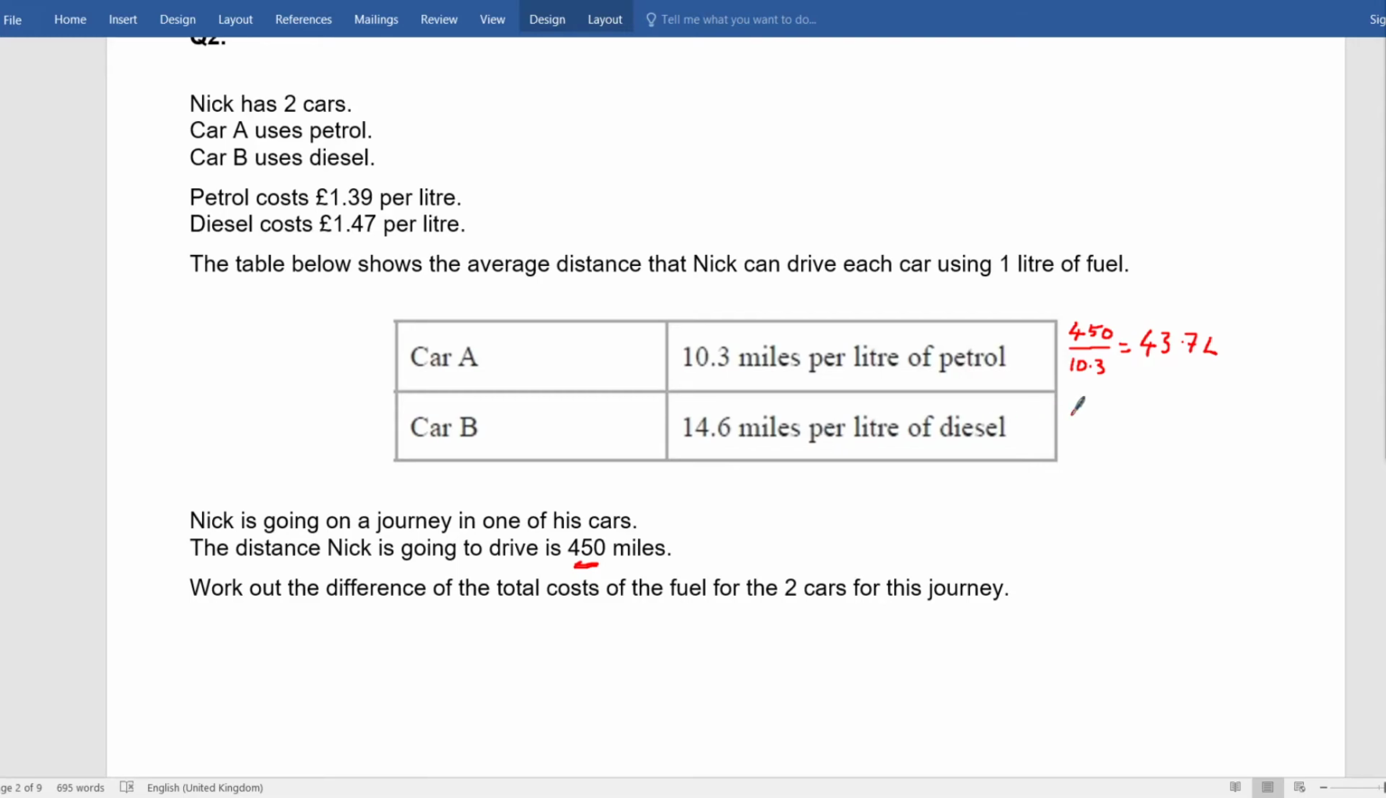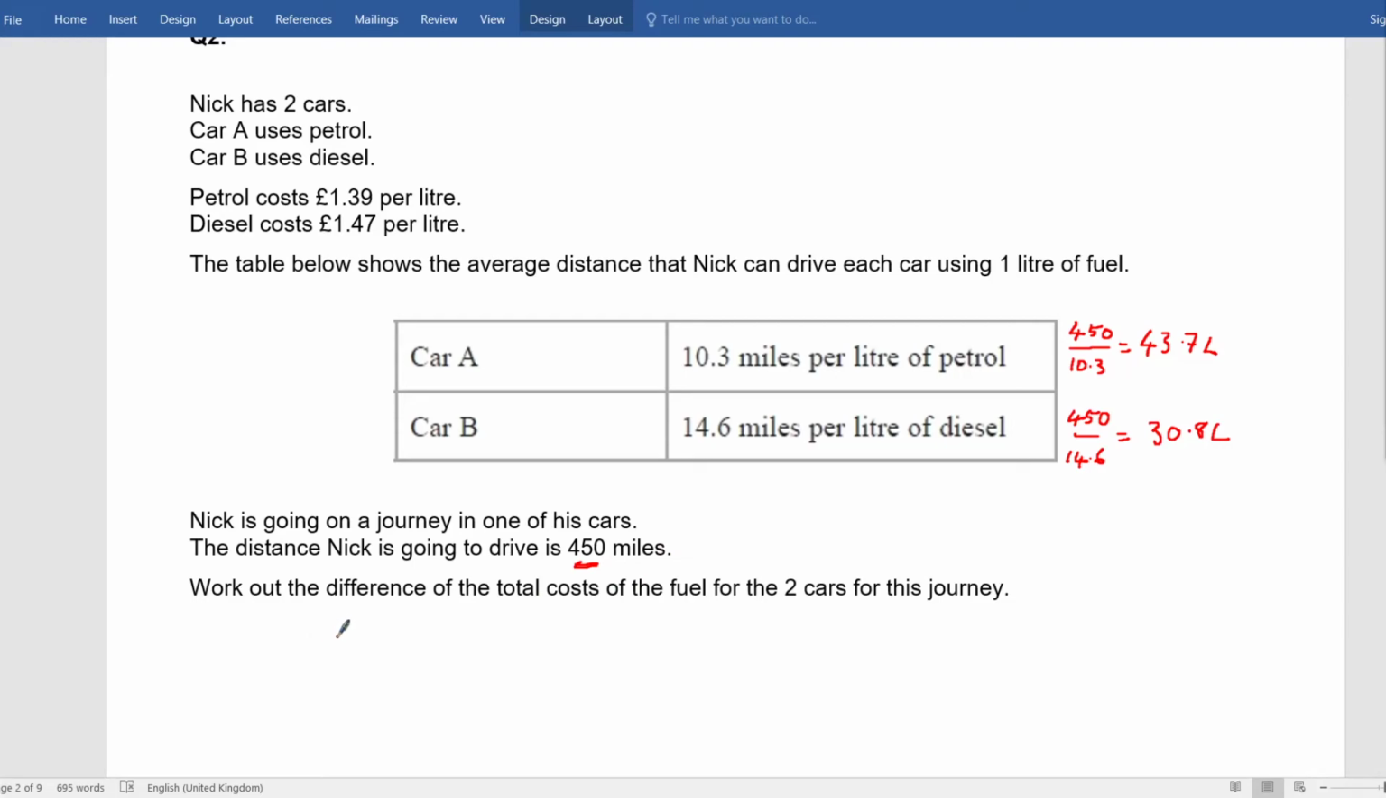Okay, let's do the next one. So again, the same journey, which is 450 miles shared by 14.6. That's how many miles can be done consuming each liter of diesel. So let's do 450 divided by 14.6, and we get 30.8. So doing this, we only use 30.8 liters of diesel. We need to find what is the cost first of all.